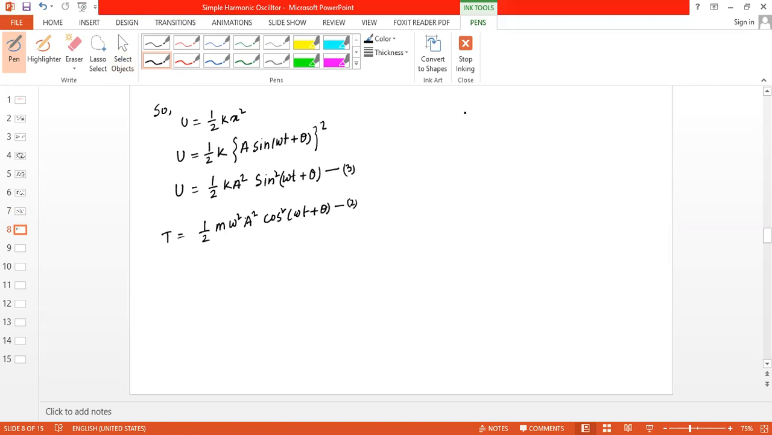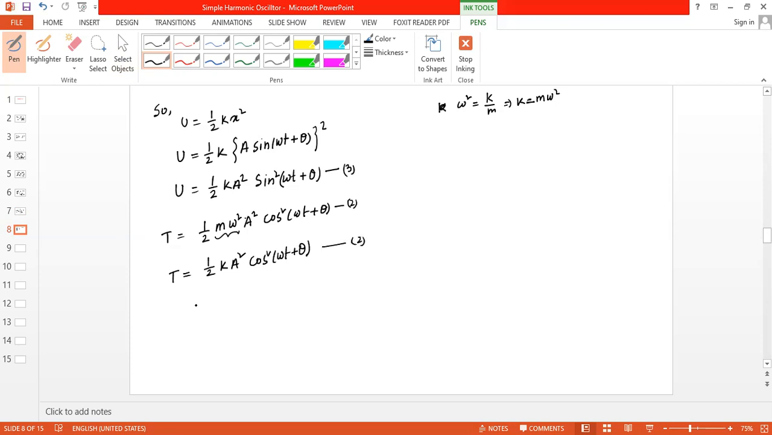By the way, omega square is defined as what? K by m. So we can write k equal to m omega square. So these terms, m omega square, can be written as k. So my kinetic energy T equals 1/2 k a square cos square (omega t plus theta).